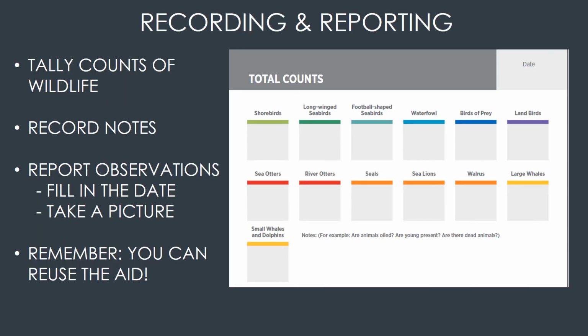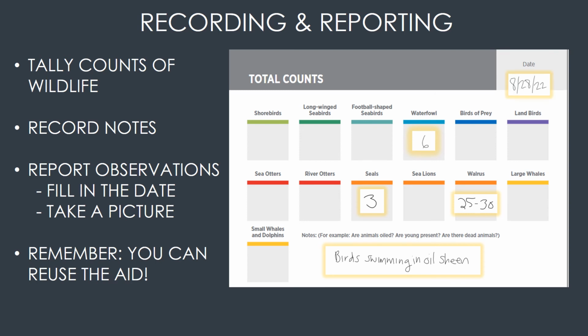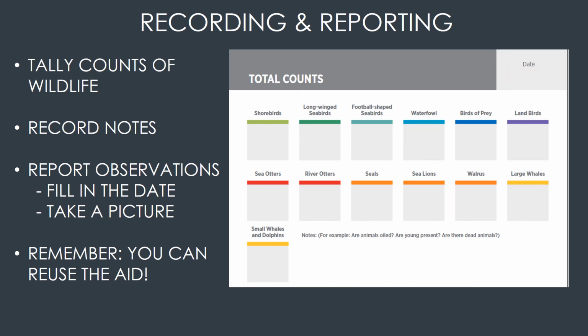Finally, the last page of the aid provides the opportunity to bring it all together. You can tally up all of your observations. How many animals of each group of wildlife did you see? Record notes and other observations. You can fill in the date, take a photo of this page, and send it to Incident Command. If you cannot send photos, you can still use this page to help you summarize a verbal report. And remember, you can wipe off all your marks and reuse the aid.